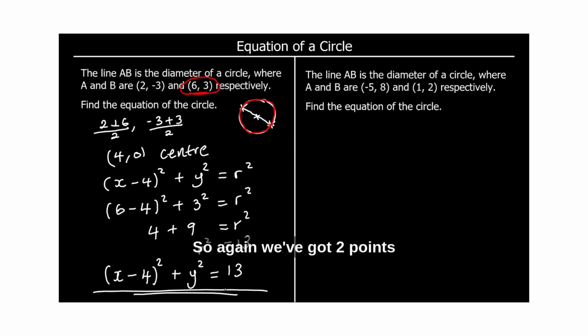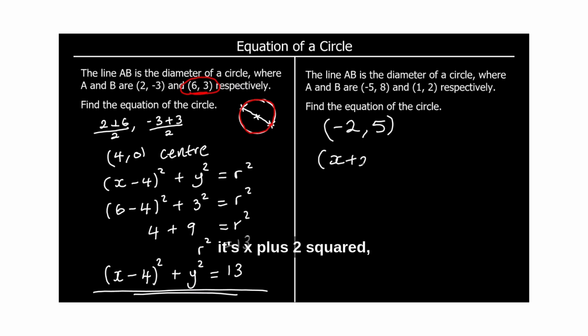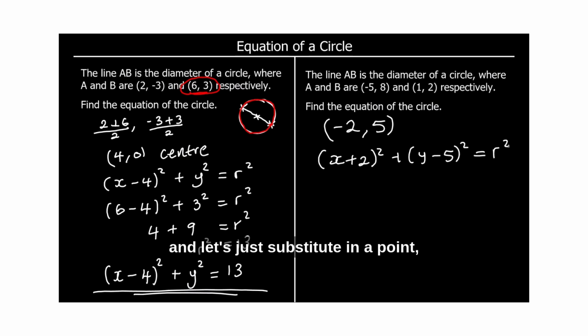So again, we've got 2 points that make a diameter. So if we find the midpoint, that's the center of the circle. So halfway between -5 and 1 is -2. Halfway between 8 and 2 is 5. So the center's at -2, 5. So it's (x plus 2) squared plus (y minus 5) squared equals r squared. And let's just substitute in a point 1, 2.